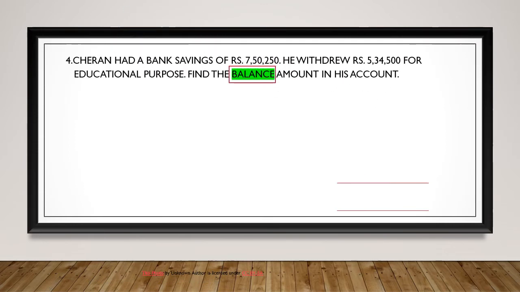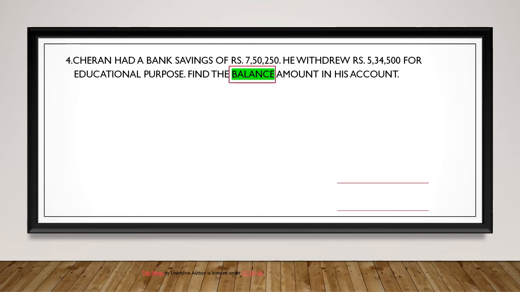Next sum of the exercise. Charan had a bank savings of rupees 7,50,250. So how much has he saved in the bank? Rupees 7,50,250. And he withdrew rupees 5,34,500 for educational purpose. Find the balance amount in his account.